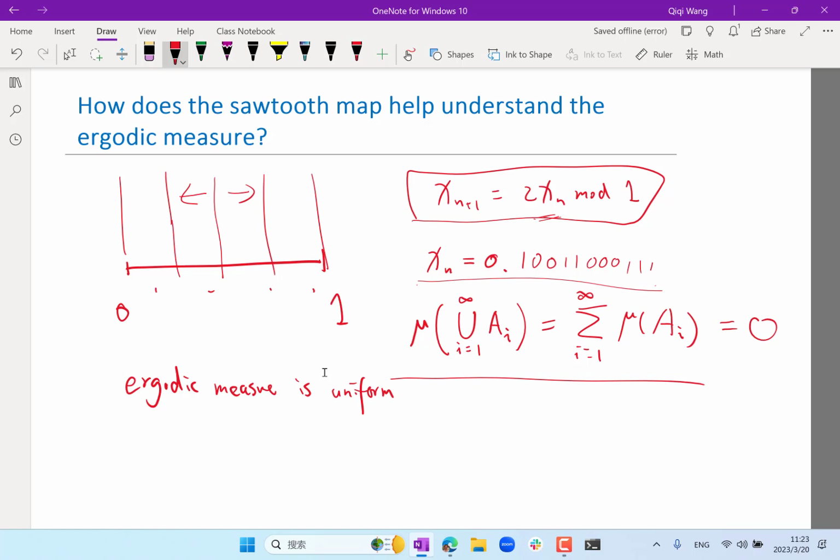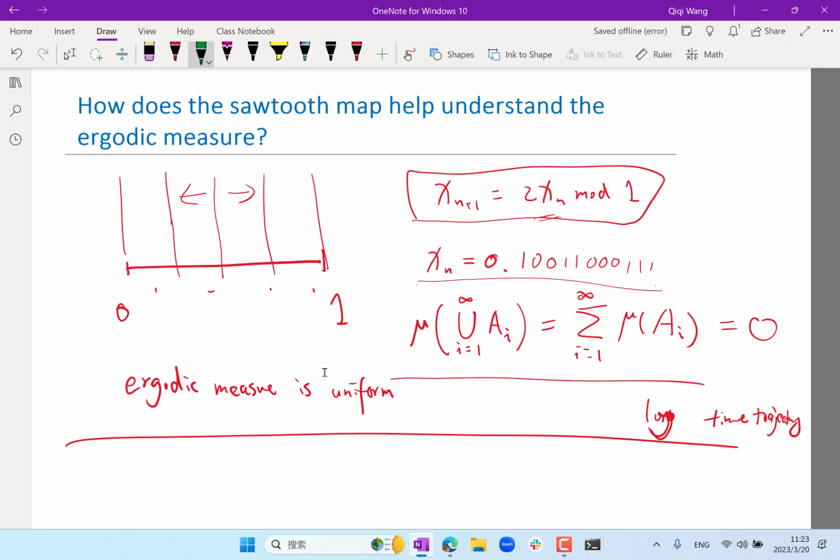So this is looking at a long time series, from the time point of view, a long time trajectory. How about looking from a different point of view of ergodicity? How about looking at the evolution of an ensemble?